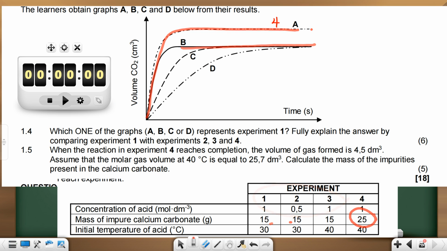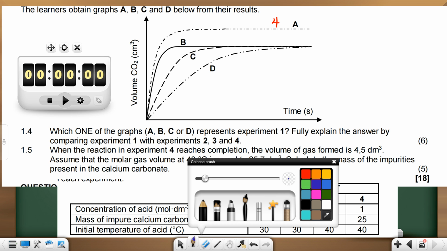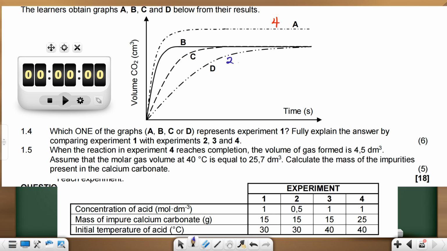Now let's look at 1, 2, 3. Which one is the slowest? 2 is the slowest. Why? Lower concentration. So which graph would represent 2? D. Does that make sense? It takes a longer time. It's the slowest. Because of low concentration.